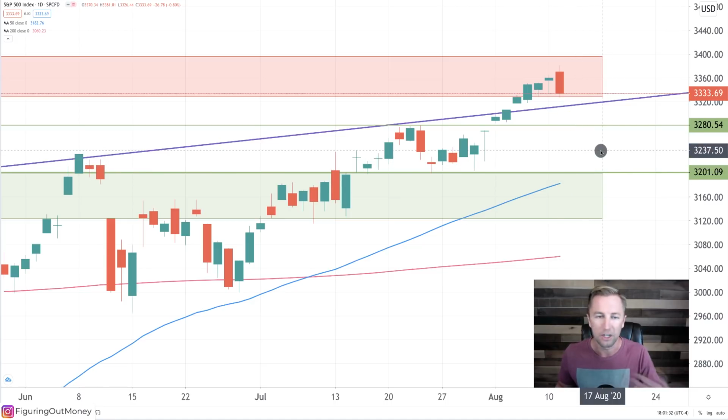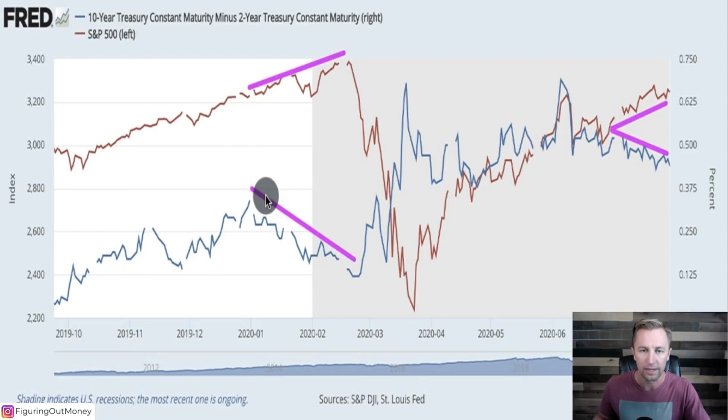Now, I mentioned I'm going to bring up the chart that I mentioned in a previous video. I'm going to have it linked in the description once again. It has to do with the 10-year minus the 2-year constant maturity rate on the bonds compared to the S&P 500. So here is a chart. Now, in the video that's in the description, I go more into detail and show you the history of it and why I brought it up in the first place.